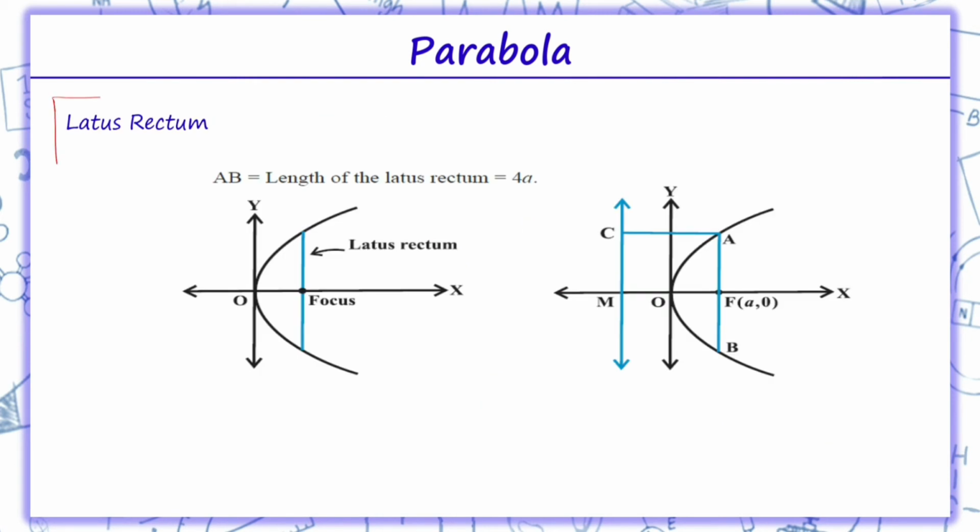Next is latus rectum. Now, what is basically latus rectum? It is basically the line segment which is perpendicular to the axis of the parabola. As we can see, this is a line segment which is perpendicular to the axis of the parabola. The length of latus rectum is given by 4a. So, this is all about the concept of parabola.